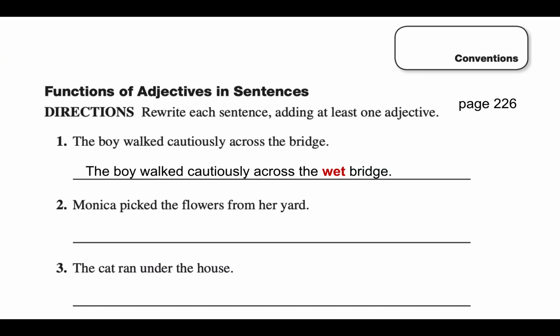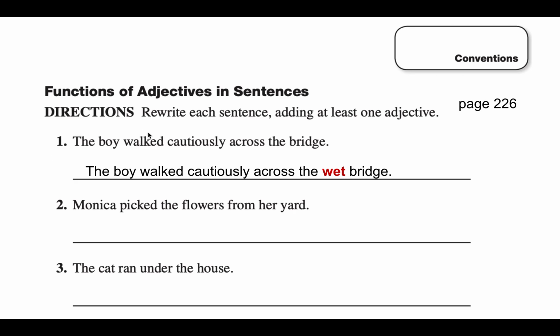Okay, now you're going to complete the conventions also on page 226 in your Reader's Writer's Journal. Functions of adjectives and sentences. Directions. Rewrite each sentence, adding at least one adjective. If you want to add more than one, that would be great, but you must at least include one. So I did number 1 for you as an example.